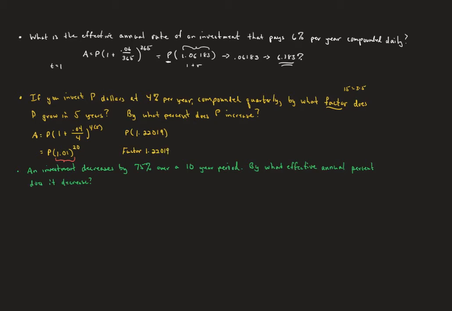And then the next question, by what percent does it increase? To answer that question, we are going to see this as being 1 plus r. So if we subtract off the 1, it'll be 0.22019. That's r as a decimal, which means that the percent that it increased by over that 5-year period is going to be 22.019%.